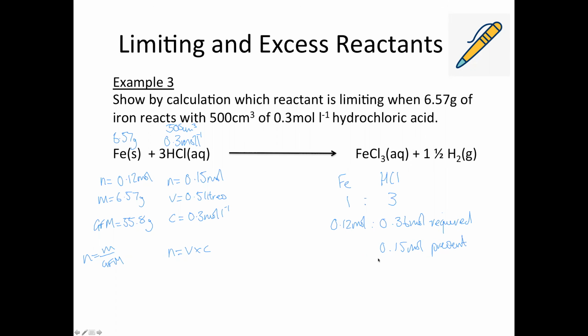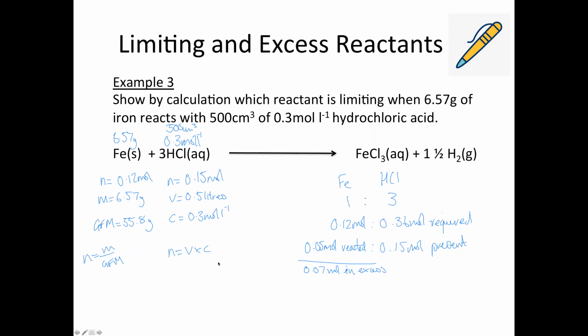So that means, again, the hydrochloric acid is limiting, which means the amount of iron we're going to react is a third of that, because it's now a 3:1 ratio if we're working back the other way. So we're going to react 0.05 mole of iron, which means the amount we have in excess, if you do 0.12 take away 0.05, is 0.07 mole in excess.